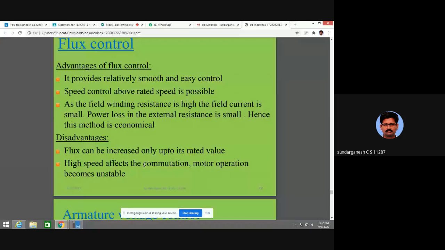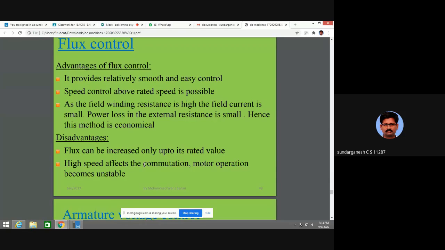Another advantage is the field winding resistance is very high in certain compound motors, so automatically the field current is small. Since the field current is small, the power loss in the external resistance is also small. So it is economical, and power loss is minimum. Less power is wasted in the resistors. These are the three advantages in the flux control method.